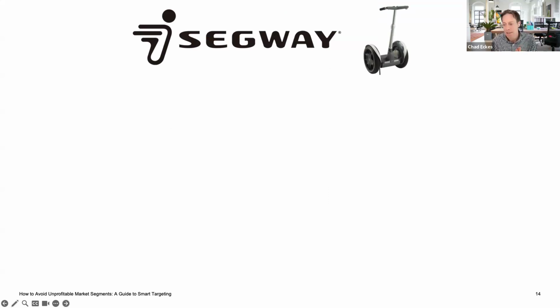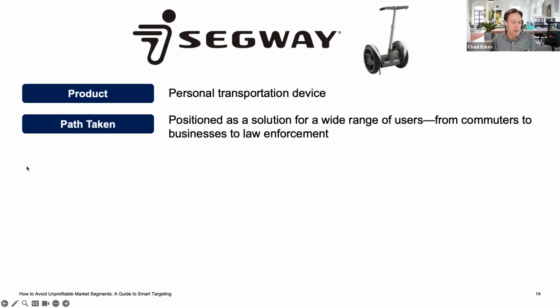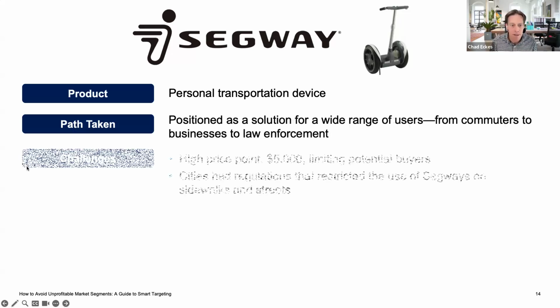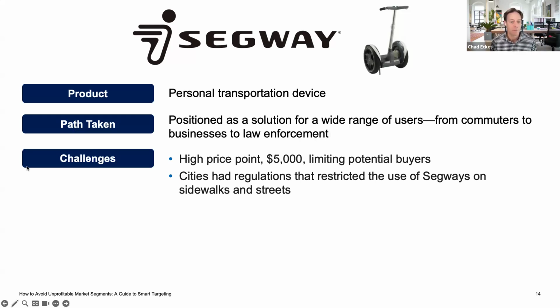Last example I'll cite is Segway, the personal transporter. Maybe some of you have ridden one. It was launched in 2001, and it was originally promoted as a revolutionary mode of transportation that could be used in a variety of settings. However, Segway really hadn't designed the product for a particular market need or a particular use case, which was kind of unfortunate. They had high production costs because it was such a novel piece of technology, which therefore translated into a high price. It encountered regulatory challenges.